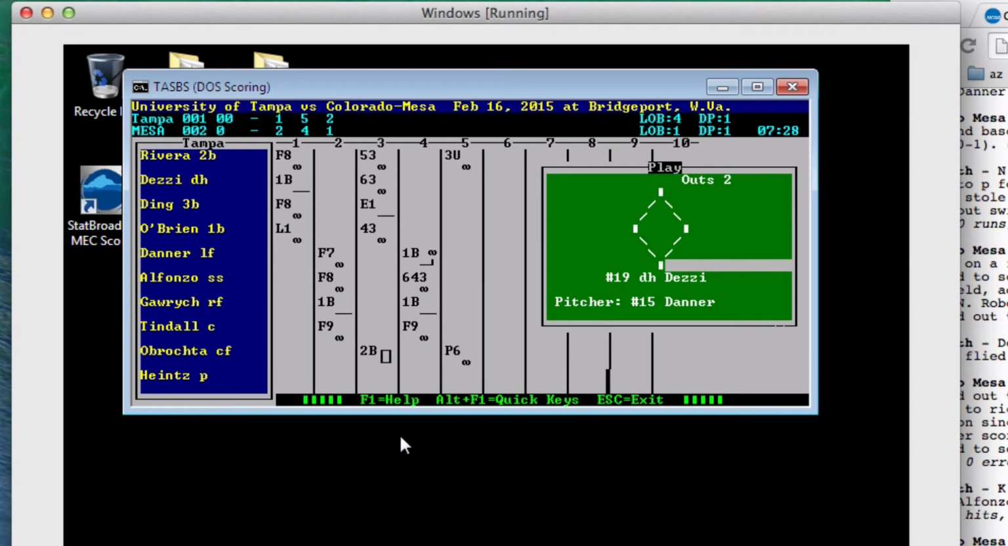Okay, everyone knows that K stands for strikeout, but it's helpful when inputting data to explain what kind of strikeout it was. So you can put KL for looking, or KS for swinging.